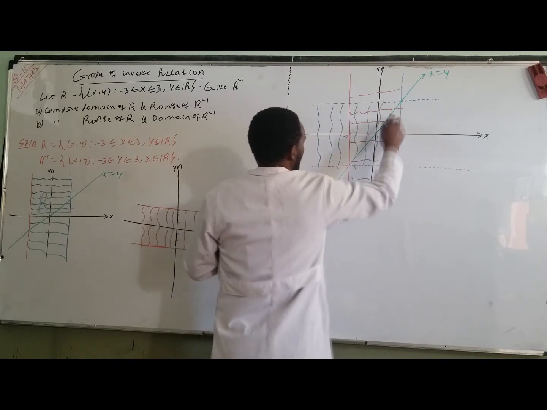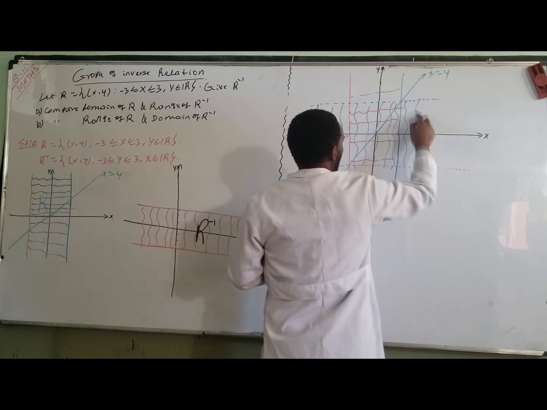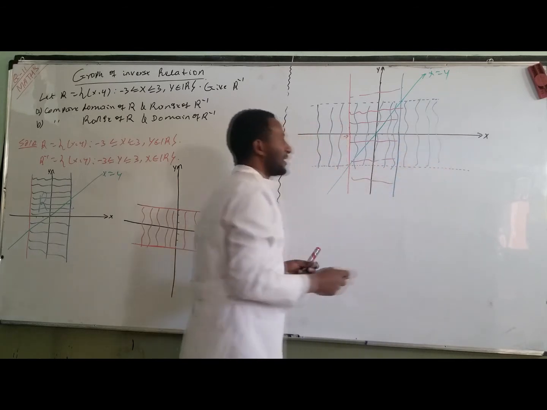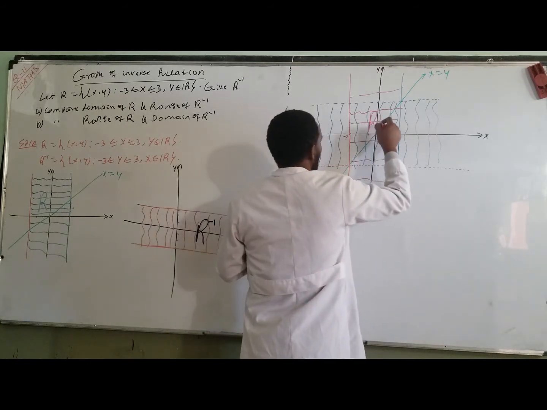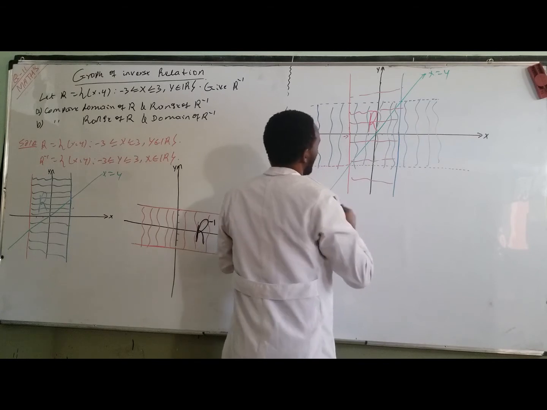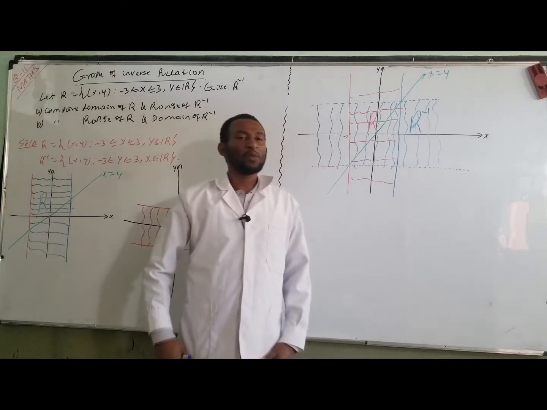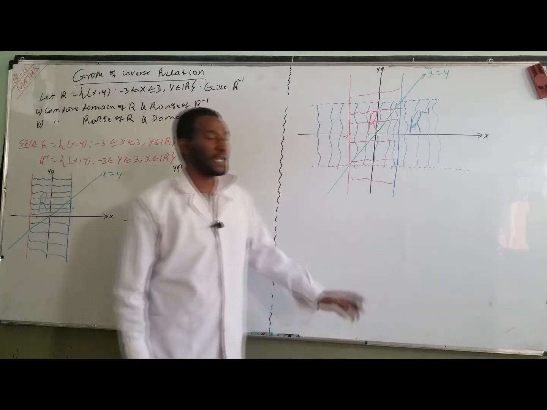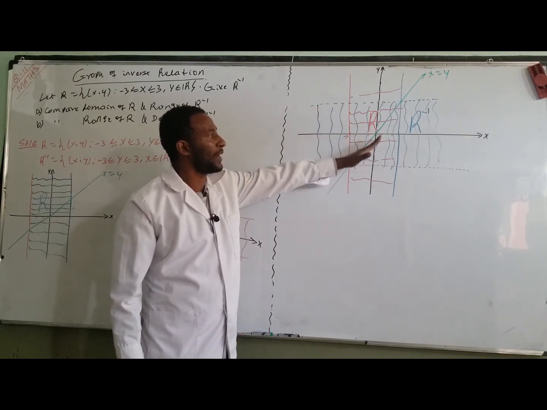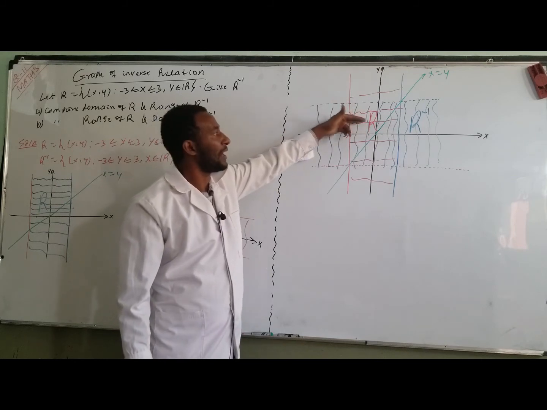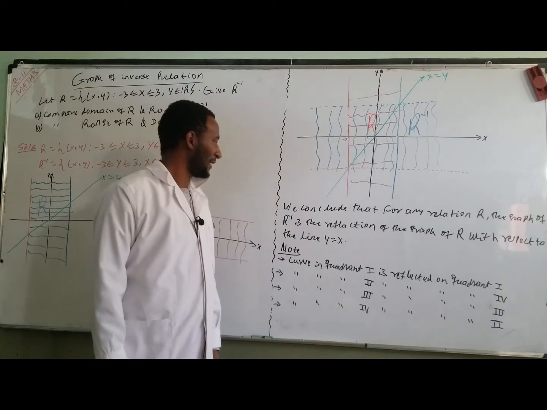Therefore, we can get a graph of R inverse by reflecting the graph of relation R. The red region is R and the black region is R inverse. That means when we find the graph of R inverse, we can get it by reflecting the graph of R with respect to x is equal to y. The mirror image of R with respect to x is equal to y is R inverse.